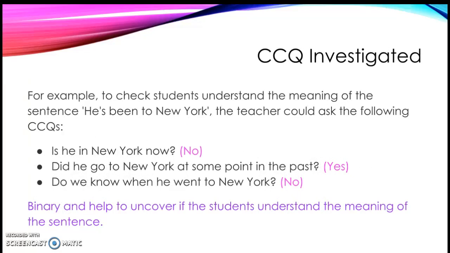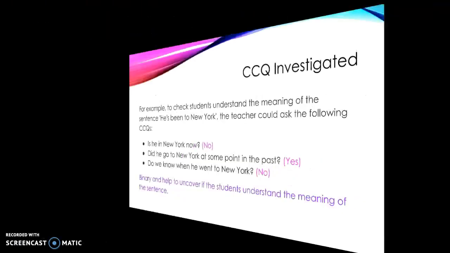So here are some examples of some concept checking questions. You see these all had binary answers, and this will really help you to uncover if the students really understand the meaning. This is really, really good for ELL or ESL students.